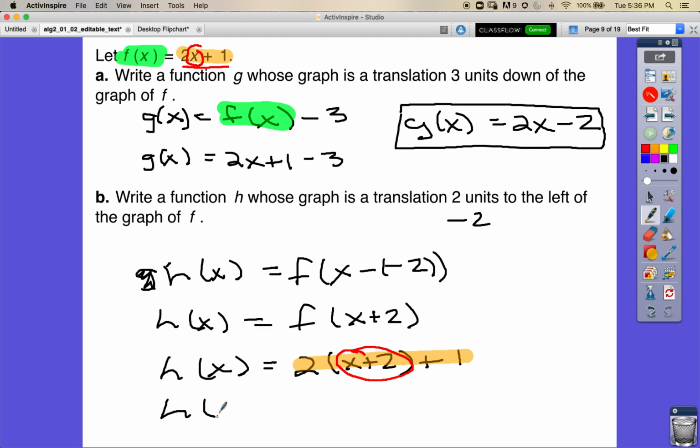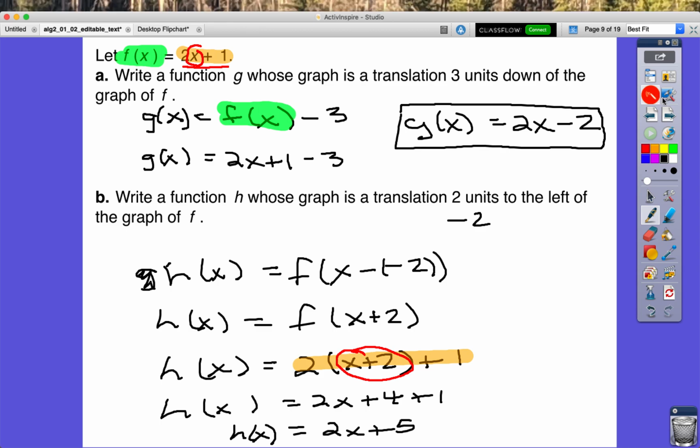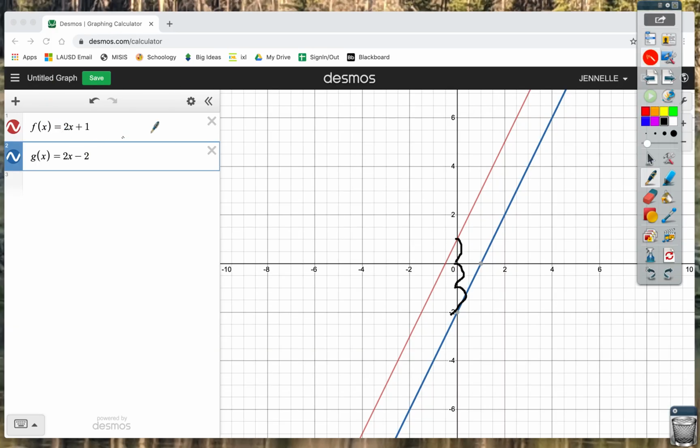Okay, let's clean this one up so you can see what the final answer is. So h of x equals, I'm going to distribute, right? 2x plus 4 plus 1. And then we're going to clean it up. It's going to be 2x plus 5, which is h of x. Okay, so let's graph this now so you can see it. There's my original. I'm going to keep it there. Let's just clean up this one right here.